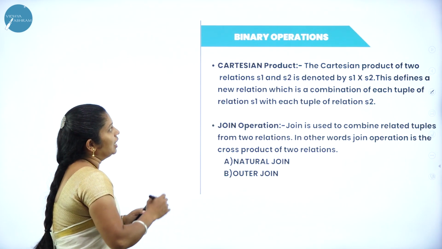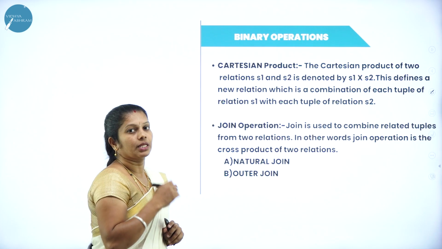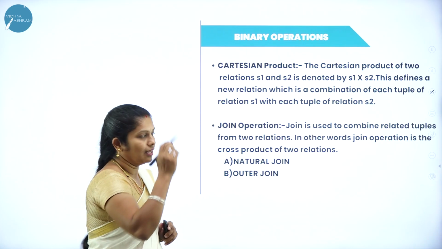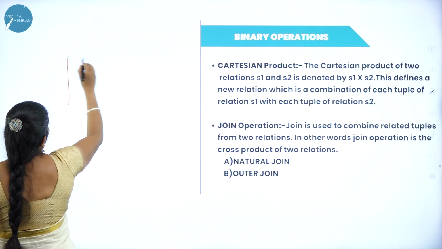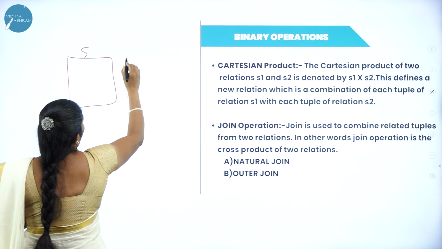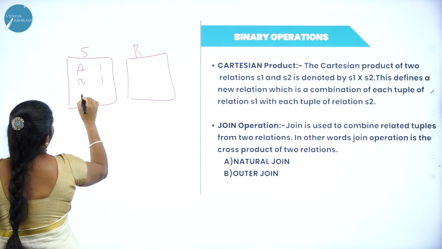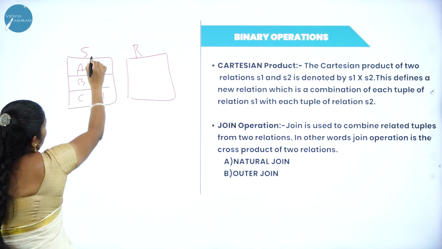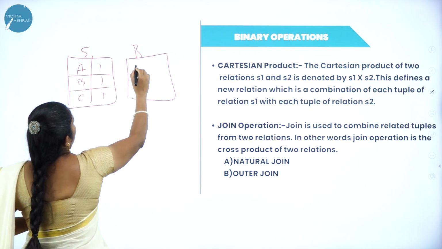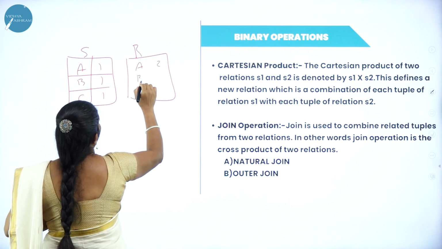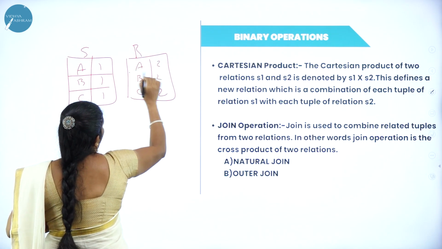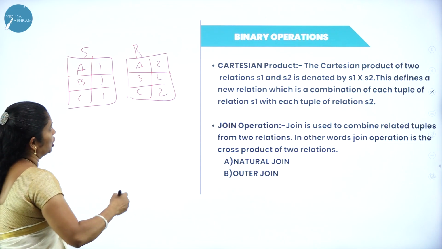Next relation, Cartesian product. What do you mean by this Cartesian? For example, consider we have two tables. One is S and one more is R. Here also A1, B1 as well as C1. Consider these are the values in the first table. Then here A2, B2, C2. These are the values. In Cartesian, what will it perform?